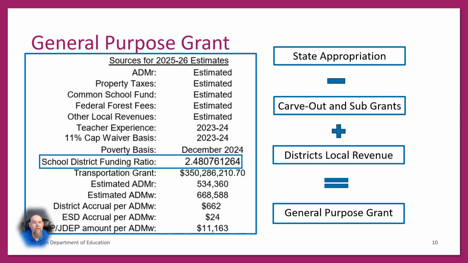The way to figure out what has changed on each estimate is to look at this section of the assumptions page and compare it to the last estimate. You can quickly tell which data has changed. We may be using second period ADM data instead of estimated data for ADMR, or we may be using a new year's data for teachers' experience.